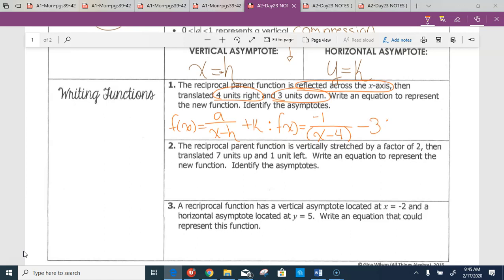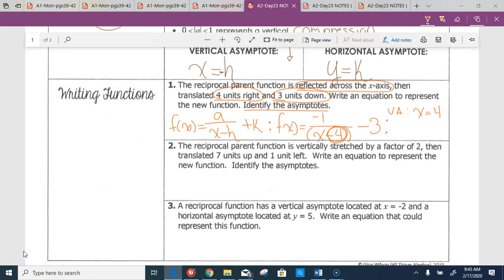So there's my equation. I'm also asked to identify the asymptotes. So, my asymptotes. To get my vertical asymptote, that's going to be x equals, and the opposite of whatever I'm adding or subtracting. Since I'm subtracting 4 here, I write it as positive 4.